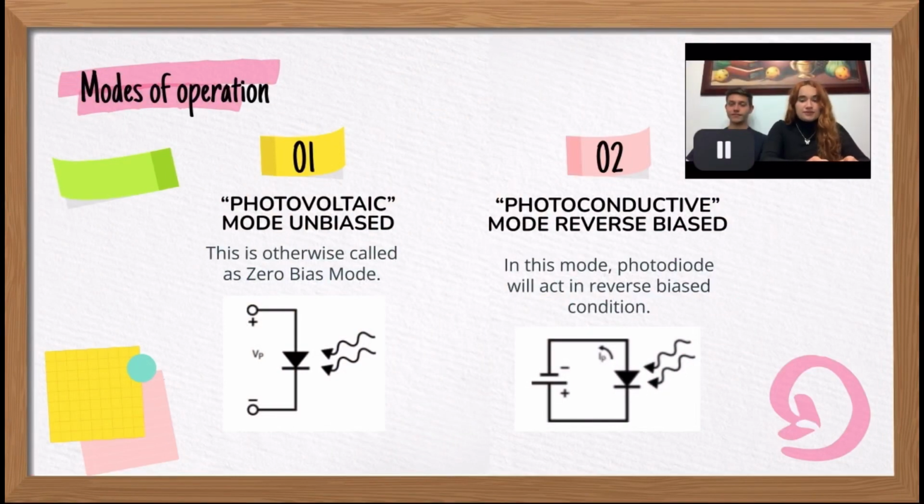Modes of operation. First, we have the photovoltaic mode, unbiased, that is also called zero bias mode. Second, we have the photoconductive mode, reverse biased. In this mode, a photodiode will act in reverse bias condition.